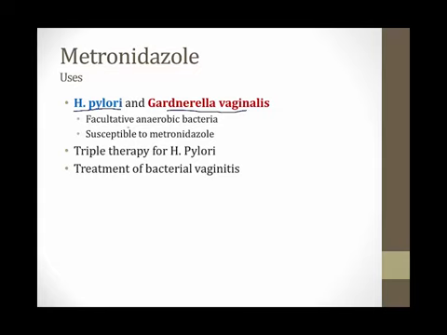These are both facultative anaerobic bacteria, and therefore they have that favorable intracellular environment for this drug, and they are susceptible to metronidazole. So metronidazole is part of the triple therapy used to treat H. pylori, which can cause gastritis and ulcers. It's also used to treat bacterial vaginitis caused by Gardnerella vaginalis.